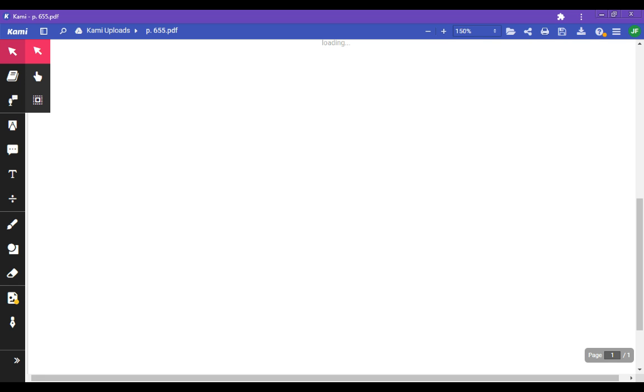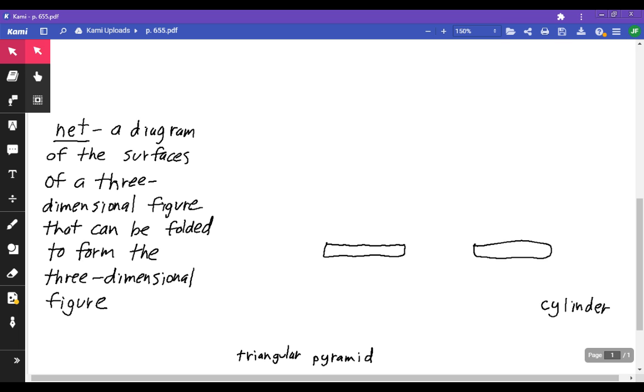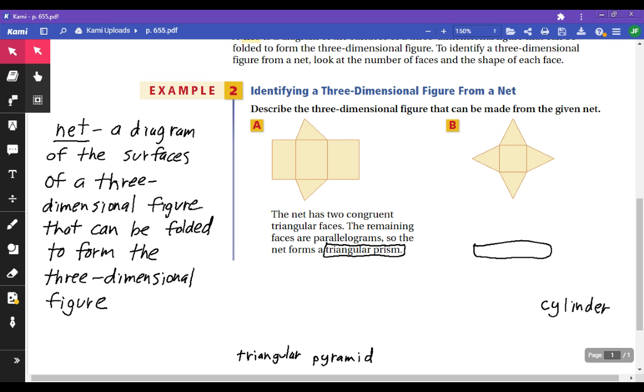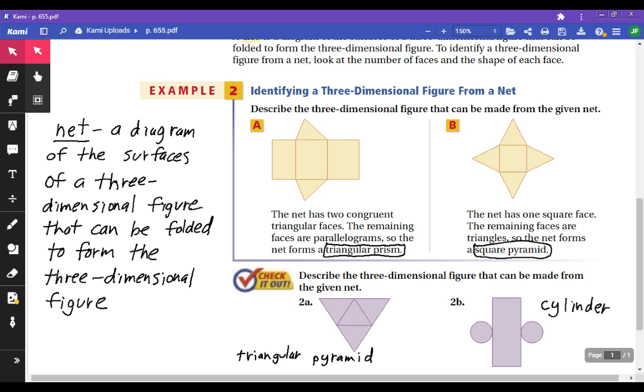Okay, let's look at what a net is. And we'll look at some examples for a net. Okay, first of all, there's a definition of a net there. So a net is a diagram. It's really a diagram of the surfaces of a three-dimensional figure, which can be folded up to make that three-dimensional figure. So if you look at example A there on the left, you see the shape, which is a net.